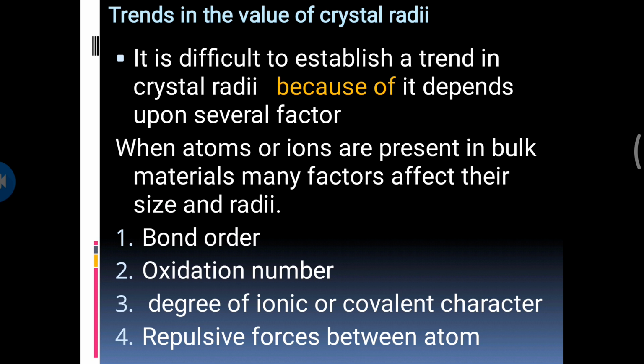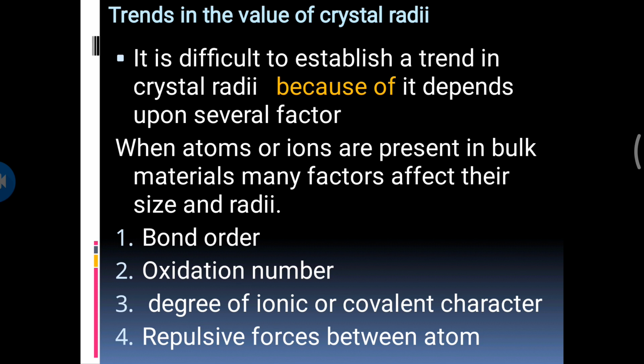There are 4 factors that affect crystal radii. First is the bond order. There are different types of bond order: 1, 2, 3, 4, and so on.